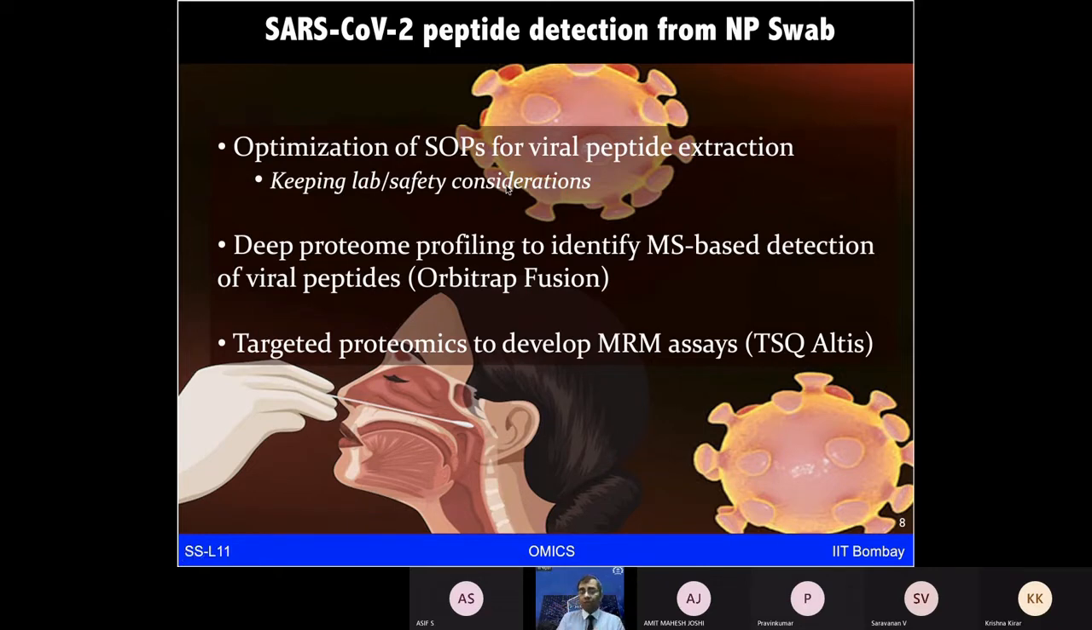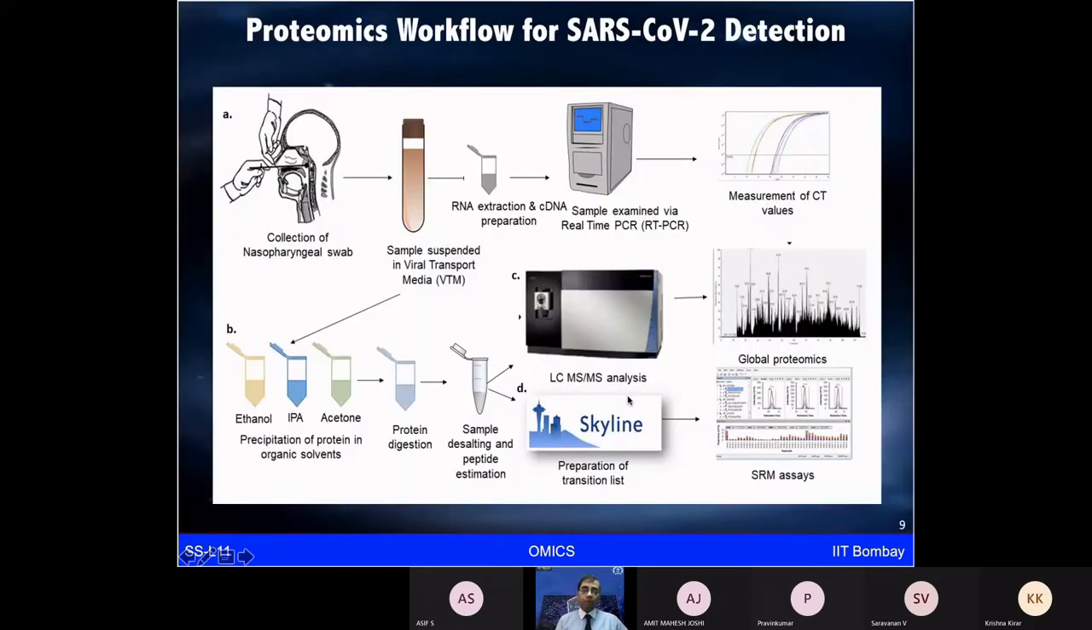And then also, while we are doing that, can we also look at which human proteins are present in these respiratory specimens? And also, is there some pattern emerging because of the viral infection? Are there some human proteins also getting affected? And then can we develop some tests using these peptides and proteins?